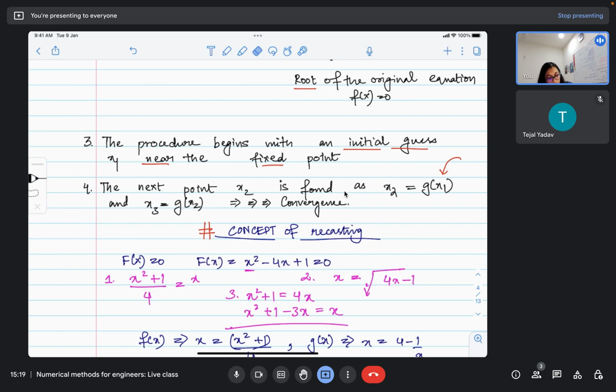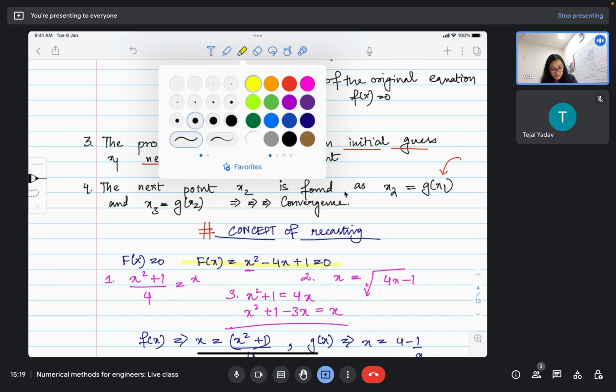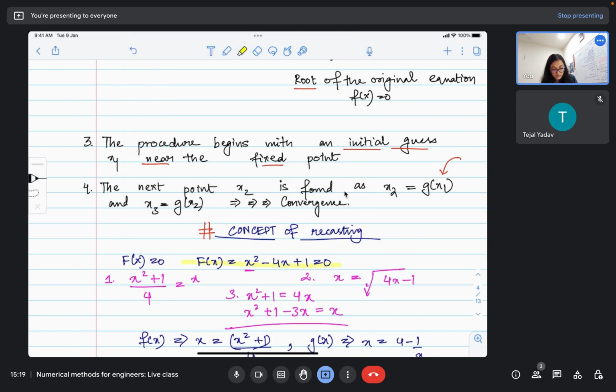Whatever function is given to us in the question, our main point is to take x on one side, keep x on one side, and find out the ways in which it can be rearranged and written. In technical terms, this is called the concept of recasting. You're recasting your main expression, the main function that is given to you, taking out x on one side and writing whatever is remaining on the other side of the equality sign.